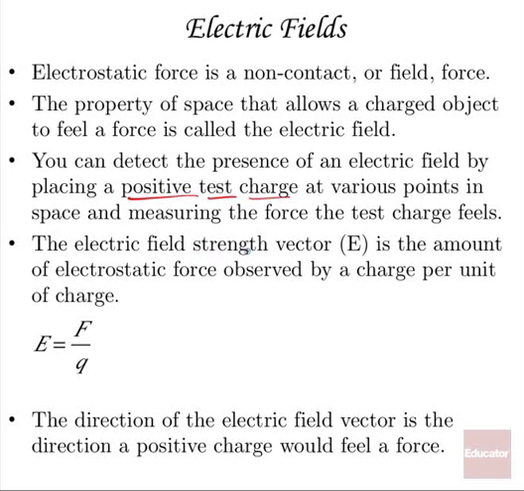We quantify this with the electric field strength vector, capital E, and that's the amount of electrostatic force observed by a charge per unit of charge. So the electric field strength, E, is the electric force divided by the amount of charge. It's the force per unit charge. Its units are going to be, well, force is newtons, charge is in coulombs, so that's newtons per coulomb, and we'll later find out that that's equivalent to volts per meter. Newtons per coulomb or volts per meter, same thing. And again, the direction of the electric field vector is in the direction a positive charge would feel a force.